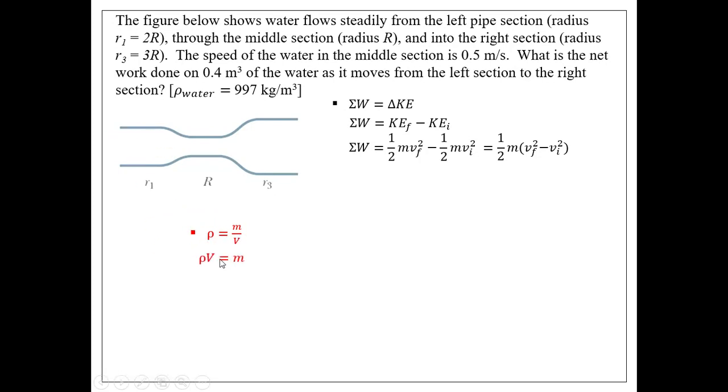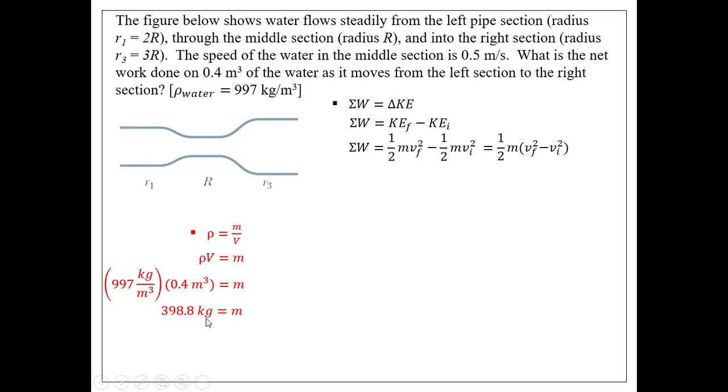So to find m, I'm just going to multiply both sides by the volume of the water that's given, and that is 0.4 meters cubed. Density here, based on what I'm using, is 997 kilograms per meters cubed, so I'm just going to go ahead and plug and chug here. So density, I'm going to substitute it out for 997 kilograms per meters cubed. Volume is 0.4 meters cubed. Meters cubed on the bottom left, meters cubed on the top right cancels out. So the only unit left over here for mass is kilograms: 398.8 kilograms.